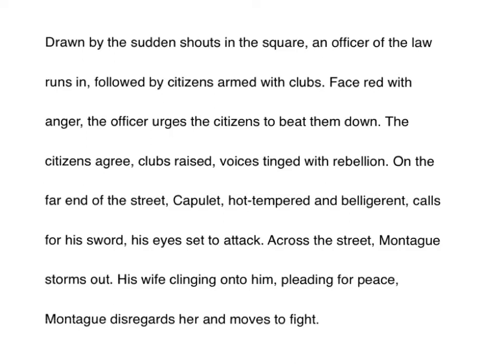Drawn by the sudden shouts in the square, an officer of the law runs in, followed by citizens armed with clubs. Face red with anger, the officer urges the citizens to beat them down. The citizens agree, clubs raised, voices tinged with rebellion. On the far end of the street, Capulet, hot-tempered and belligerent, calls for his sword, his eyes set to attack. Across the street, Montague storms out, his wife clinging onto him, pleading for peace. Montague disregards her and moves to fight.